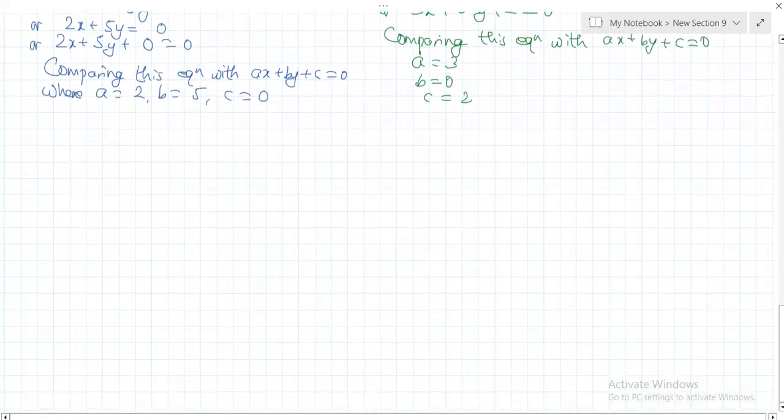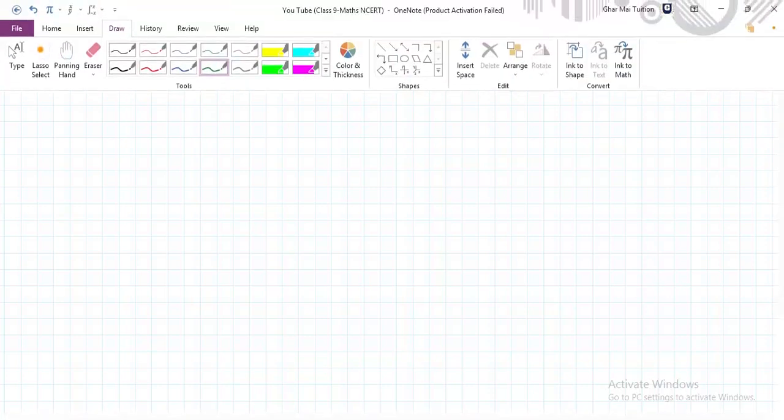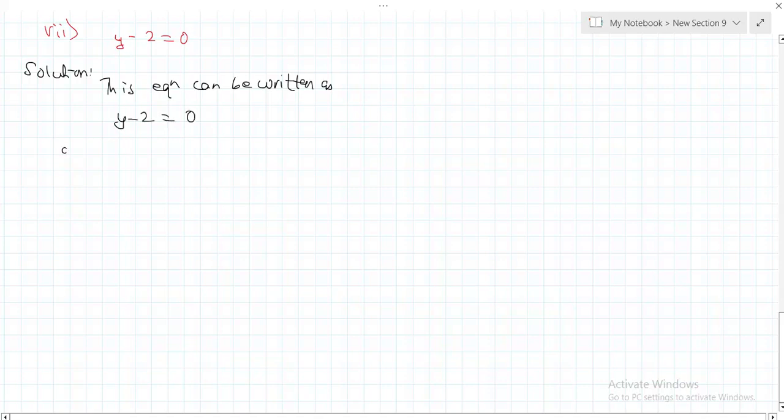Number 7. The question goes like this: y minus 2 is equal to 0. Let us see how we can solve this. This equation can be written as y minus 2 equal to 0. Now we can write this as 0 into x plus y minus 2 equal to 0. One more step: 0 into x plus y, what can you write? 1 into y minus 2 equal to 0.